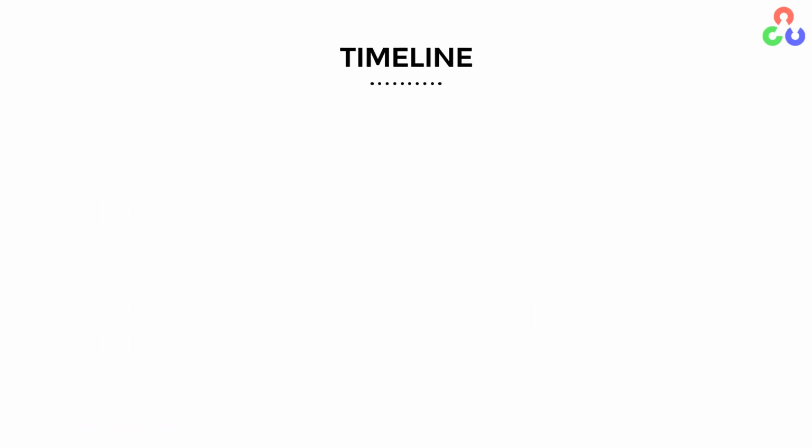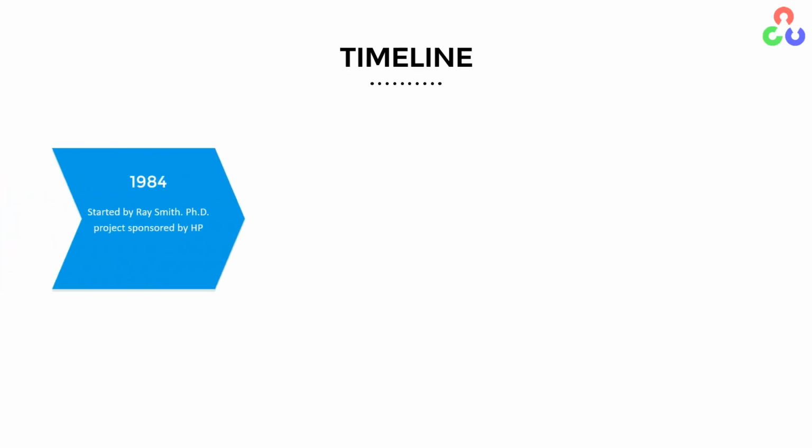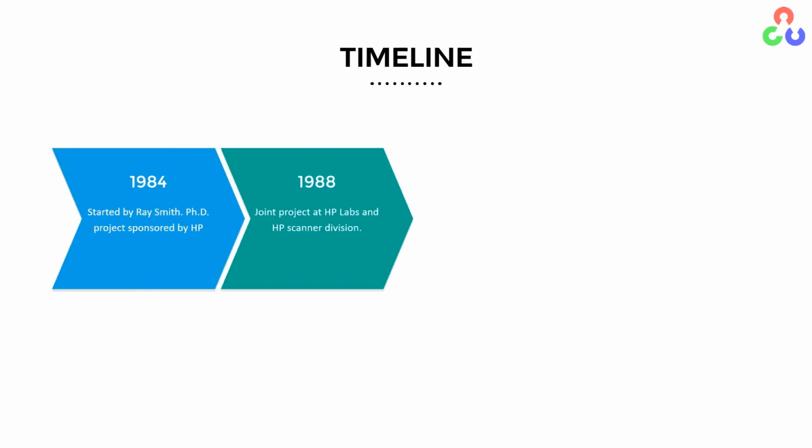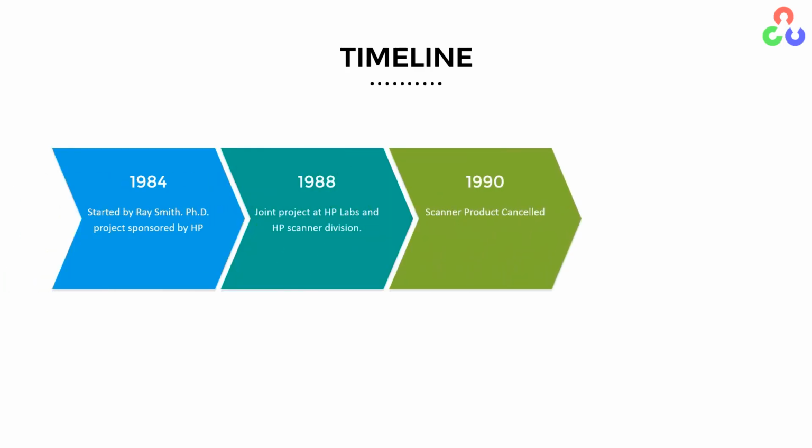Tesseract was started in the year 1984 by a PhD student who was sponsored by HP. The development continued until 1988, and it became an important project in HP, where HP Labs and the HP Scanner division joined hands to make this a project. But things did not go very well after that. The scanner project was cancelled in 1990, and in 1994, HP Labs also cancelled this product.